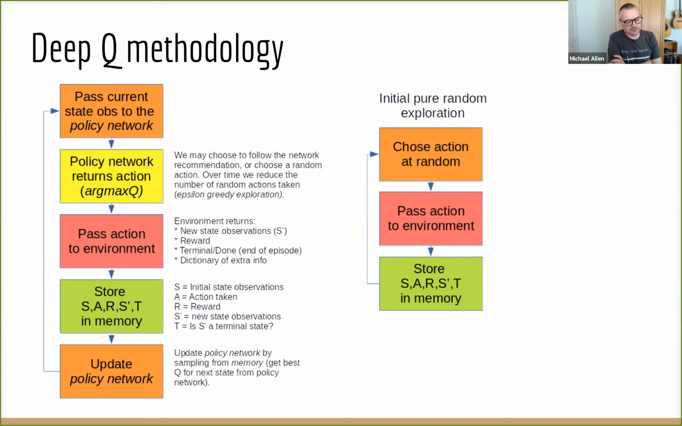Then once you've accumulated a certain amount of stuff in your memory, and you can decide how much you want to collect before you start training your network, you then start using the network, and you pass the state to the network. That gives you the action with the best Q. You pass that action to the environment. You get back your new state, what reward you got, whether it's terminal. You put that in the memory, and then you make a step to update the policy network. So we update the policy network every time we take an action, but we update it by sampling from memory, and we'll go through that in more detail in a second, rather than on the thing it's currently just experienced.